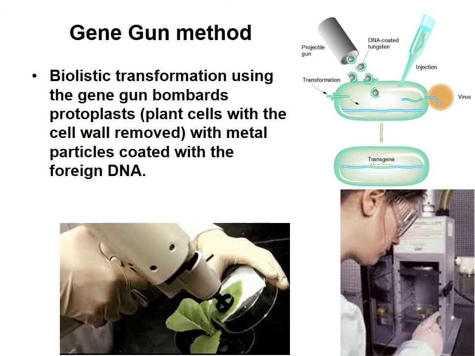Biolistic transformation using a gene gun bombards protoplasts, that is plant cells with the cell wall removed, with tiny metal particles coated with the foreign DNA. The metal particles are often gold or tungsten.